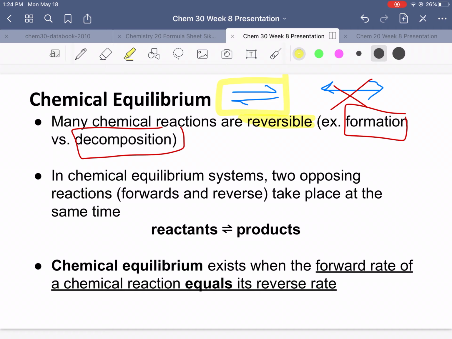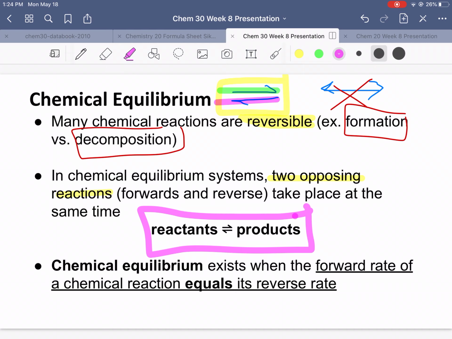We have, therefore, 2 opposing reactions. One of them is going forward. The other one is going in the reverse. And they take place at the exact same time. Now, they're not just taking place at the same time, but the rate is the same. And this is key. The forward rate of the chemical reaction is equal to the reverse rate of the chemical reaction.